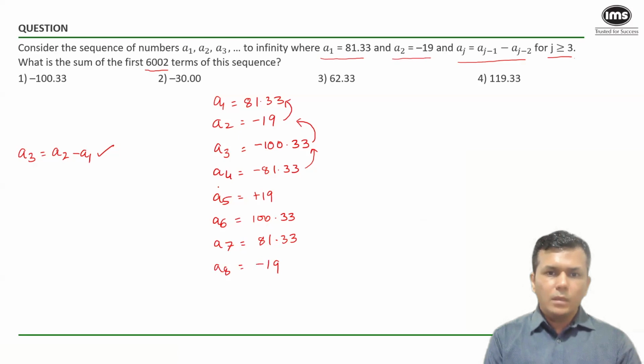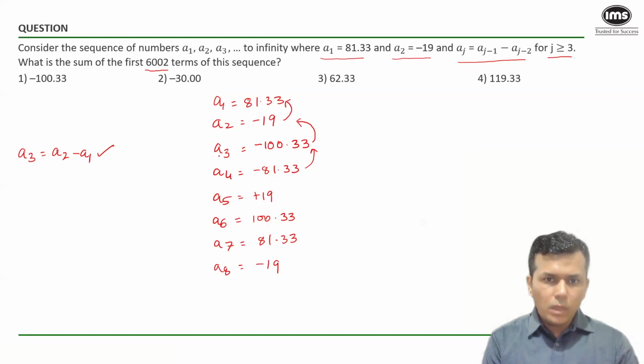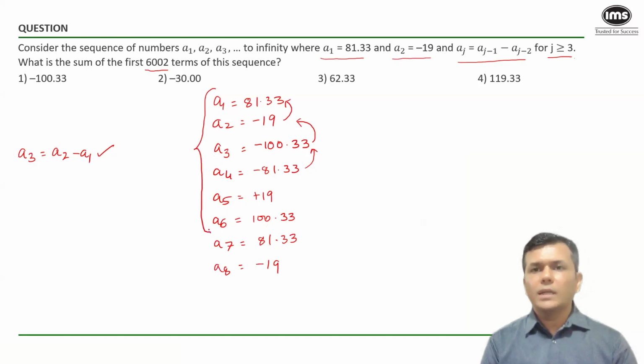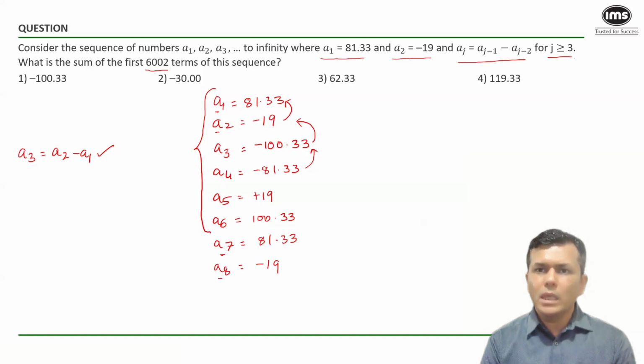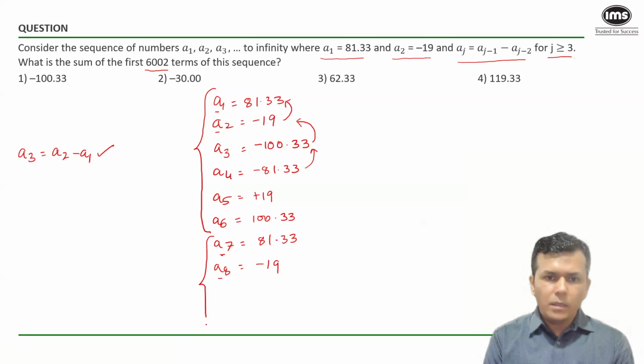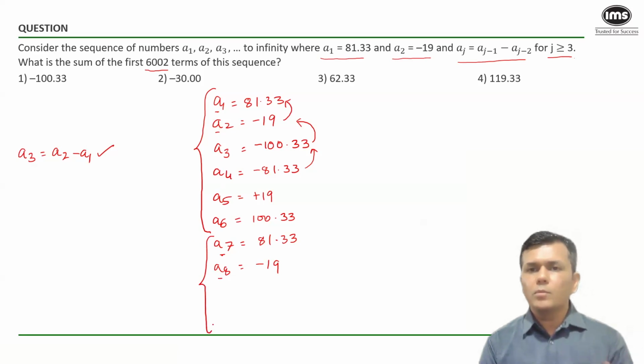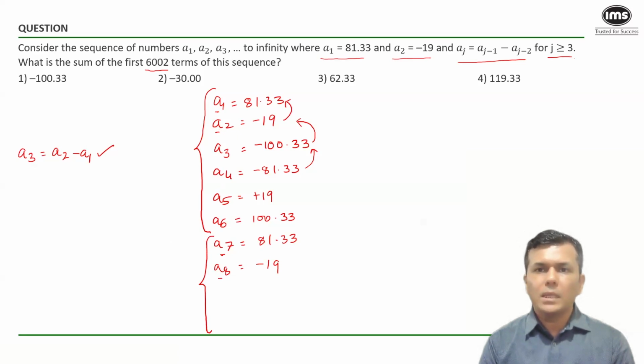Now, can you see that your a1, a2, a3, a4, a5, a6 are all distinct values? But then from a7 onwards, we have started repeating the values in the same order, which means if you look at your value of a7, it is the same as a1. Similarly, your a8 is the same as a2. And therefore, I can also conclude further that a9 is going to be equal to a3 and a10 is going to be equal to a4. So we can say that there is a particular pattern or a cycle of 6 values that keeps on repeating in the same manner.